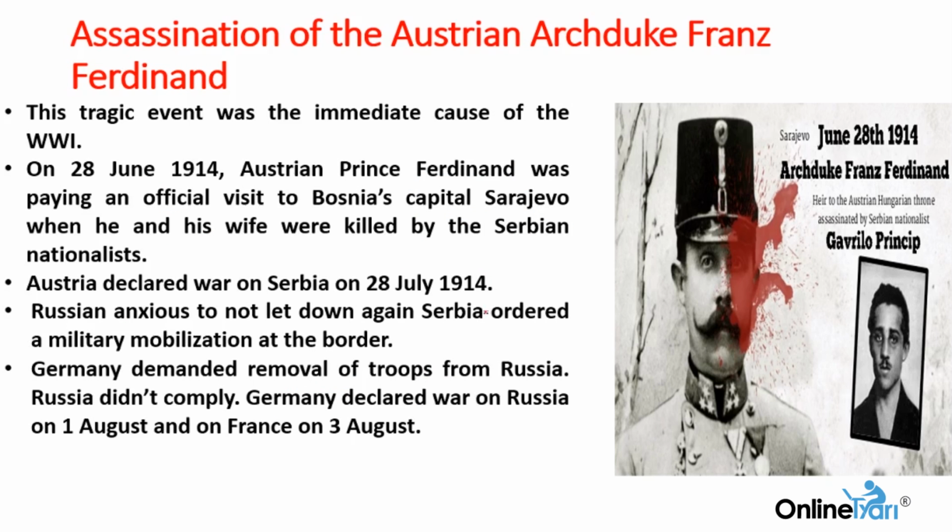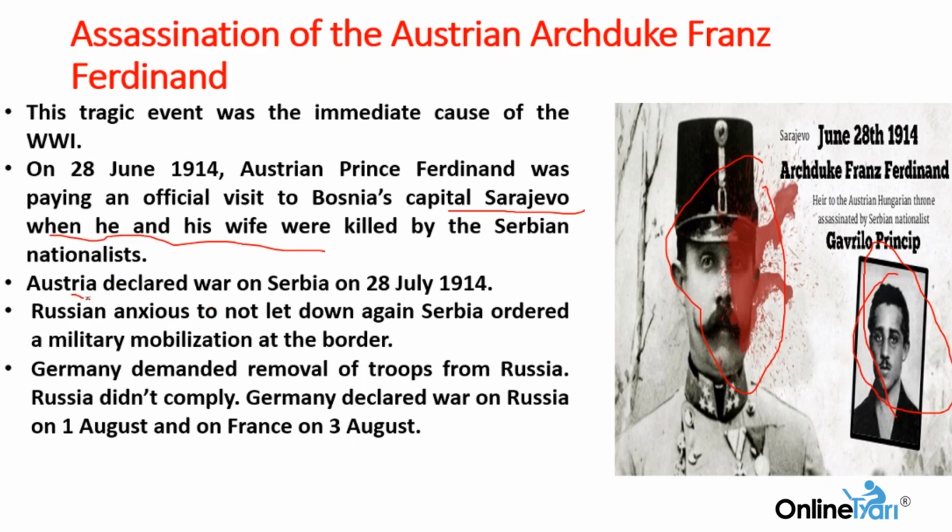And finally, the assassination of the Austrian Archduke Franz Ferdinand. Here in the picture you can see this man was killed by Gavrilo Princip. He was on a visit to the Bosnian capital Sarajevo, and he and his wife were traveling in a car, and then this man shot both of them, and they both died.